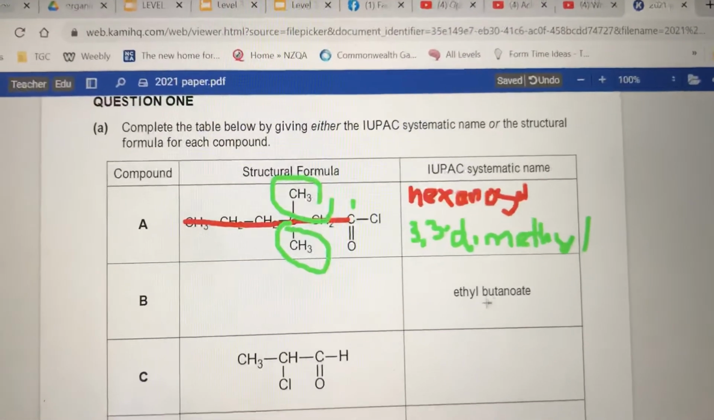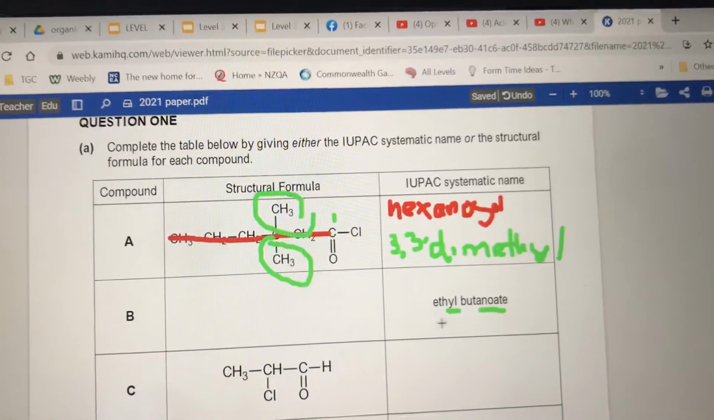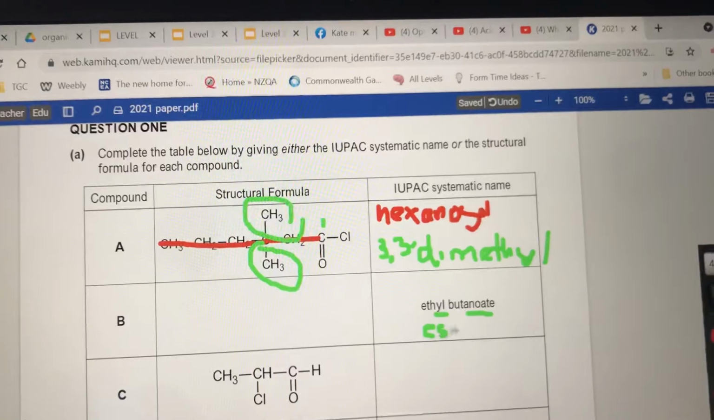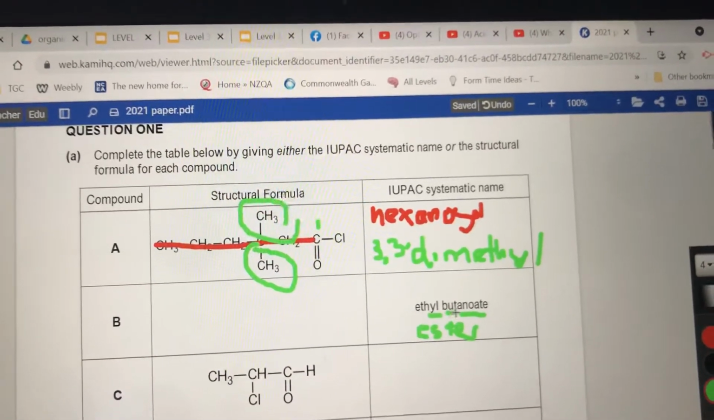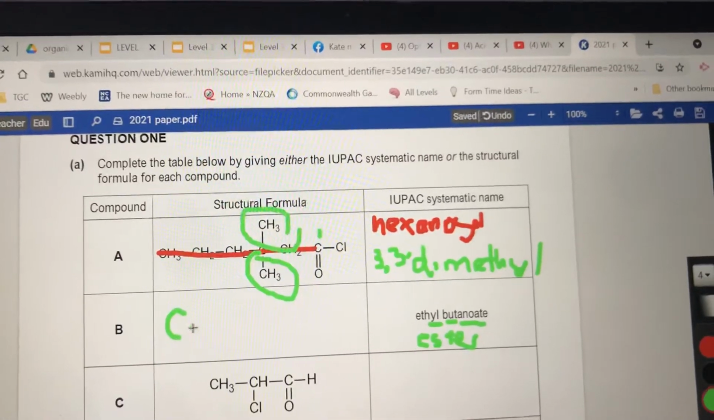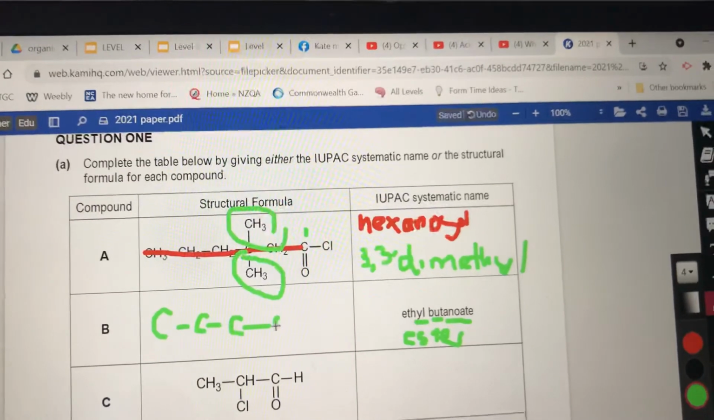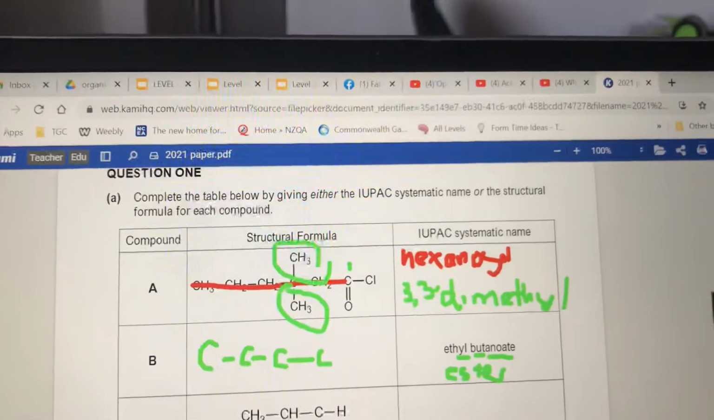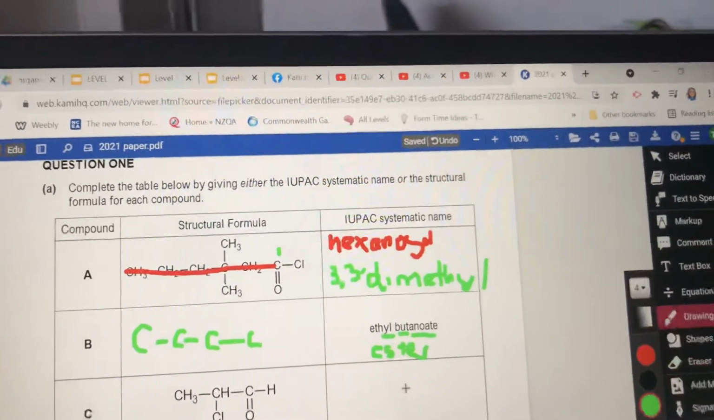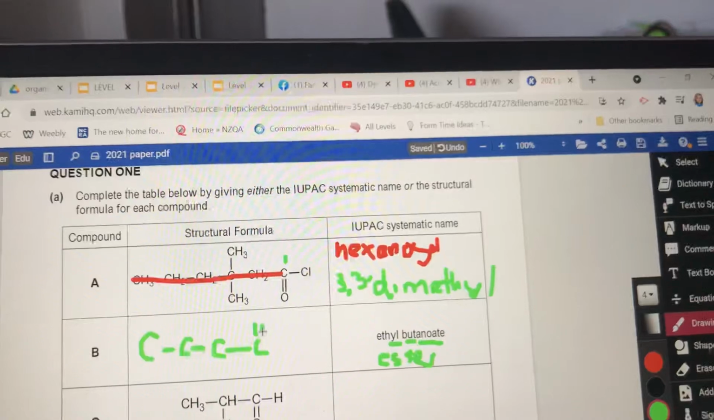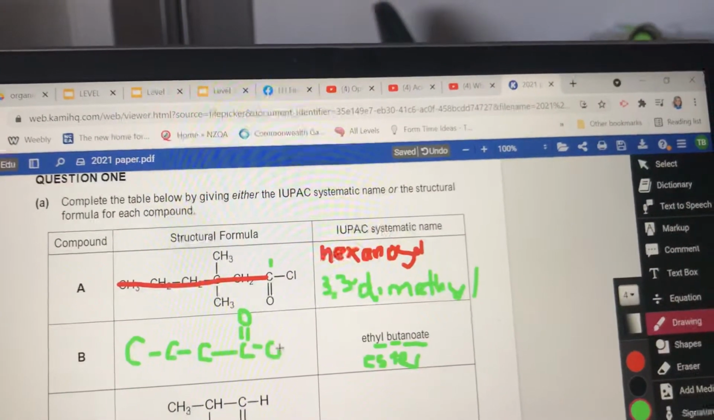Right, so the next one we have to draw. So we've got something yl, something anoate. We know that is an ester. Okay, so I always start with the anoate bit. So I'm looking for 4 carbons. 1, 2, 3, 4. And on that carbon, we have our anoate bit, which was a double bond to O, and then our single bond to an O there.